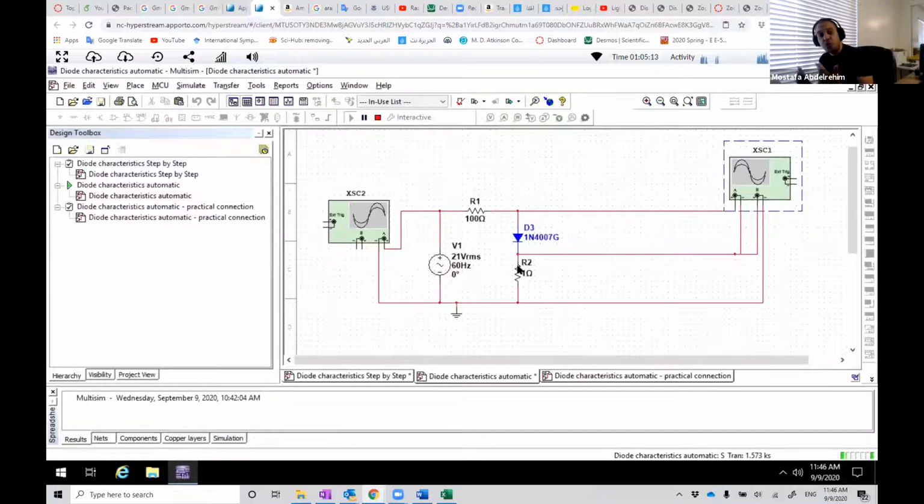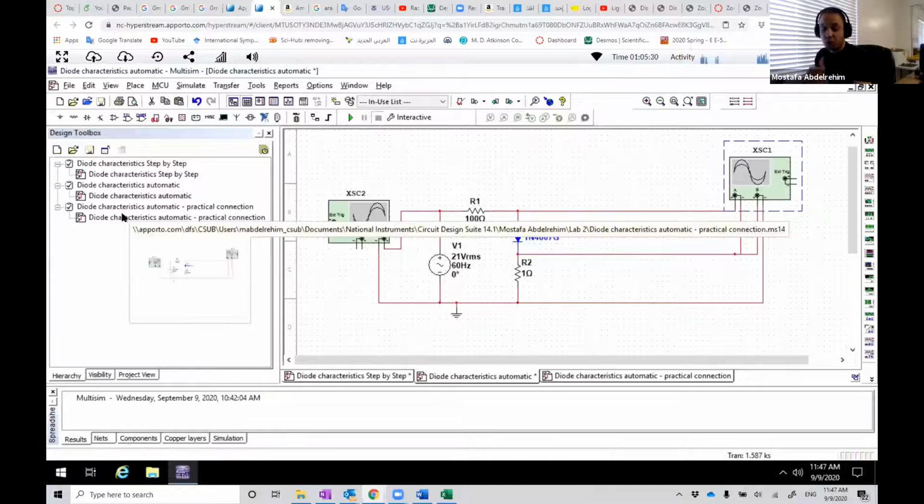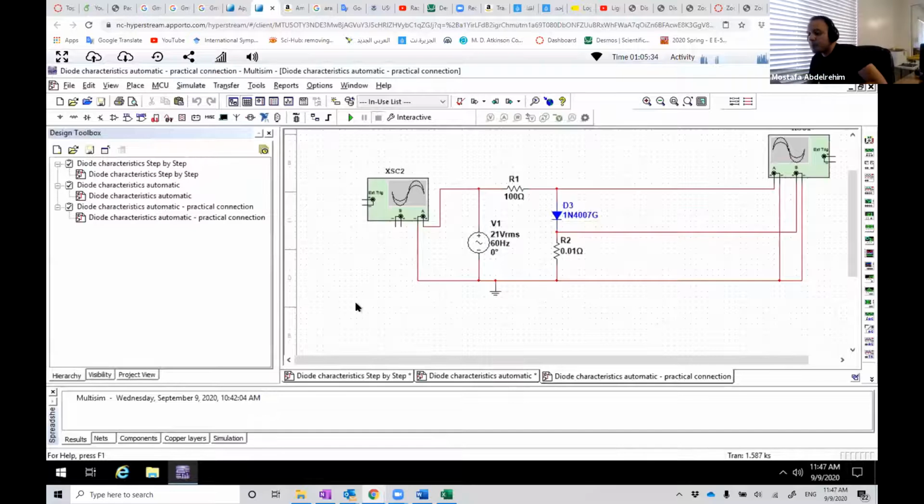So let's now do the practical implementation. We are trying to imitate as best as we can a real implementation in a lab. So just as what we did with the Ohm's law, we're going to also have a practical connection for the oscilloscope. As you see, guys, here, I made one.